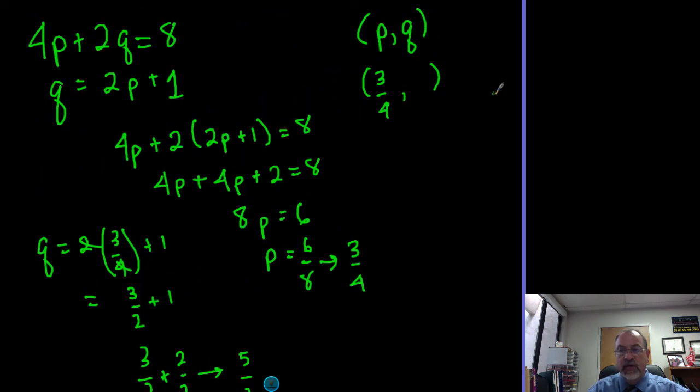Then I go ahead and put in my 5/2 here. So make sure you label what's P and what's Q, or if your variables are not X, Y, that you make sure you label which one is going to be first and which one is going to be second.